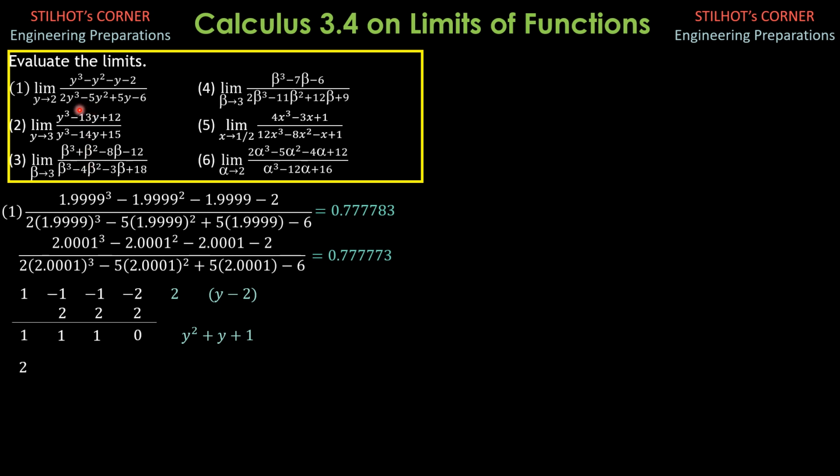For the denominator, we have 2, negative 5, 5, negative 6. So definitely 2 is a root. We draw the horizontal line and bring down 2. So again, the factor is y minus 2 if 2 is a root.